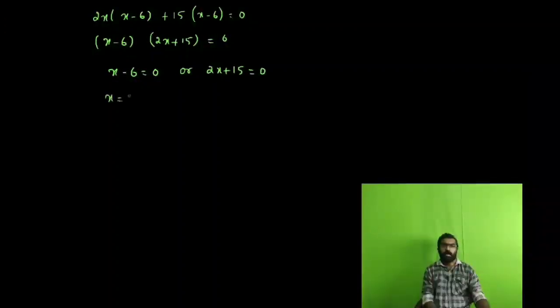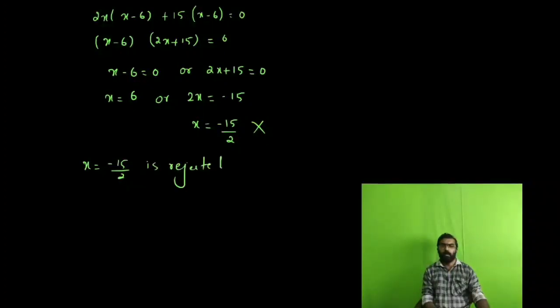So we can write x equal to 6 or 2x is equal to minus 15, which implies x equal to minus 15 by 2, and we have to reject this value. Minus 15 by 2 is not possible because we take the number of articles as x. Okay, so here x equal to minus 15 by 2 is rejected. Therefore x is equal to 6.